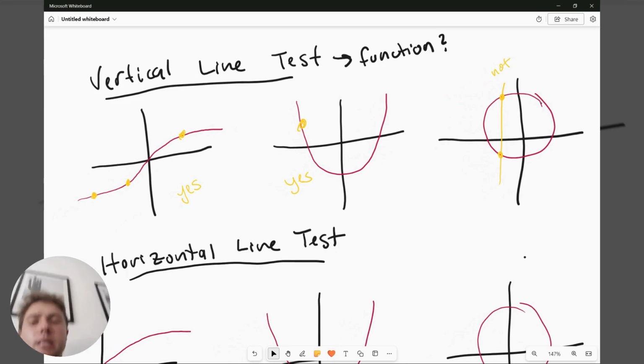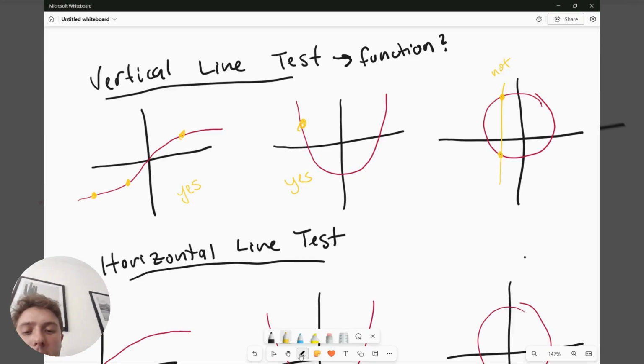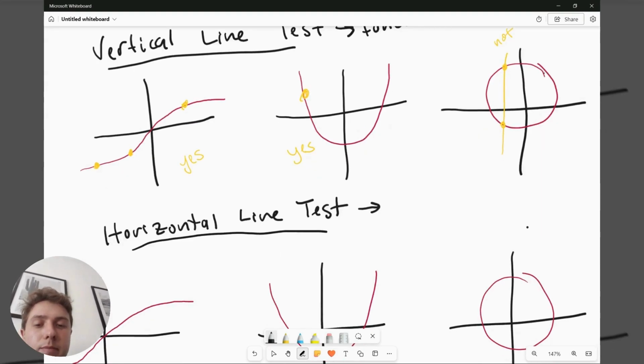Well, realize if you use a vertical line test, that does tell you whether something's a function, but it doesn't tell you whether that function has an inverse. Again, not all functions have inverses. A horizontal line test tells you whether something is one-to-one. What that means is for every singular input, for every x value, there is only one singular y value.